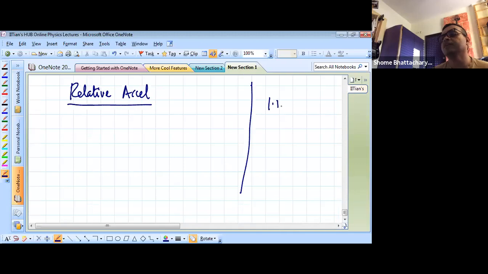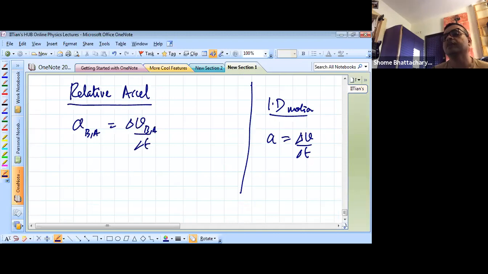Once again, we compare with 1D motion of a single particle. In 1D motion, we define acceleration as what? The rate of change of velocity with respect to time. Change in velocity upon change in time. So here, relative acceleration will be defined as what? It will be defined as rate of change of relative velocity with respect to time.